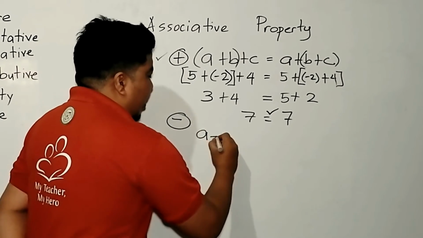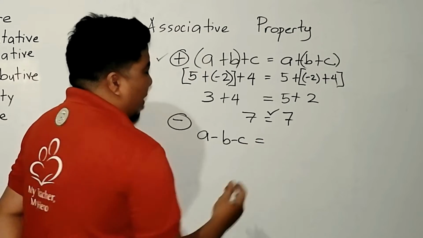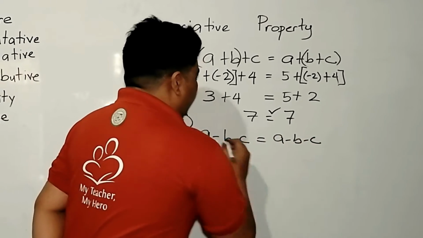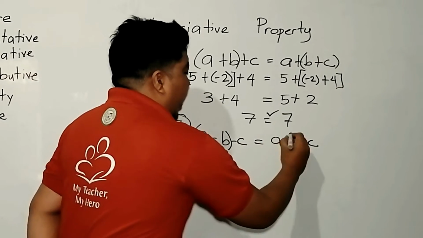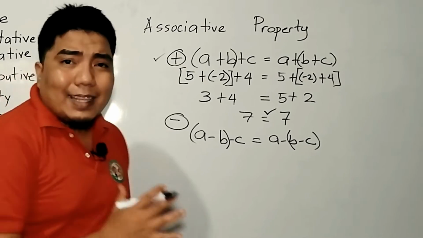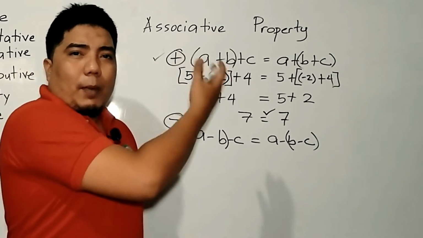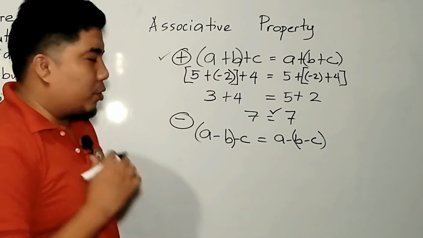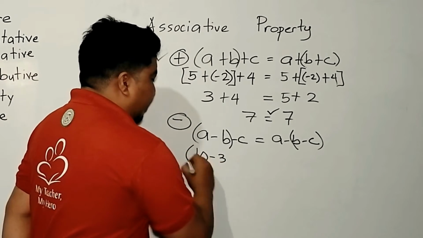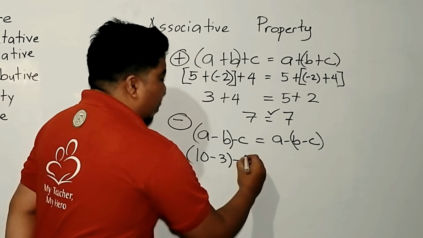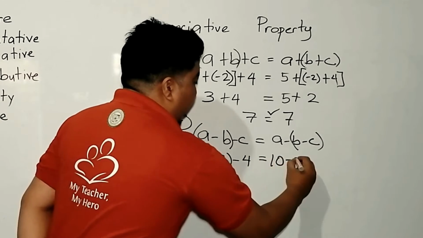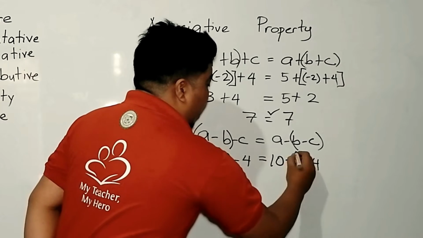In subtraction, it's just the same. We have A minus B minus C. Same goes here, A minus B minus C. We will start first with this one, and in the later part, or the right side, we will start with the last 2. Let us check whether the property can be applied in subtraction. Okay, so we have 10 minus 3 minus 4. It is just the same as 10 minus 3 minus 4.